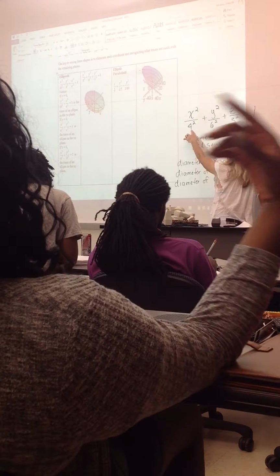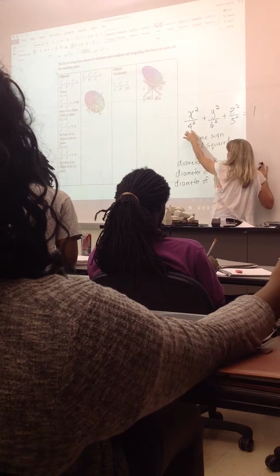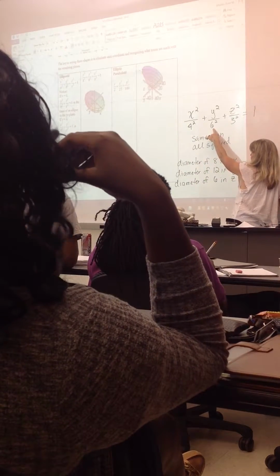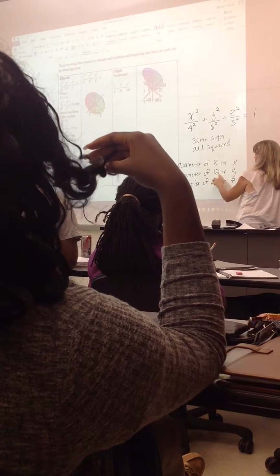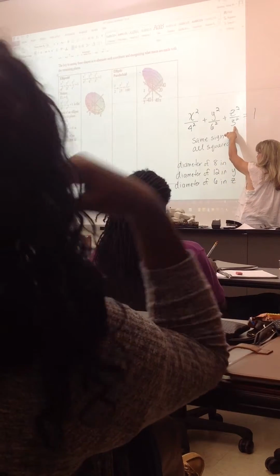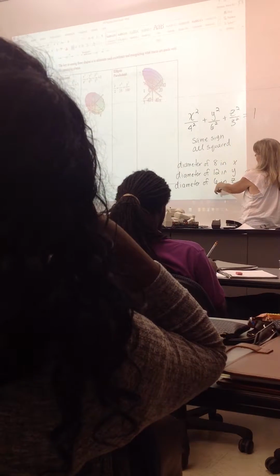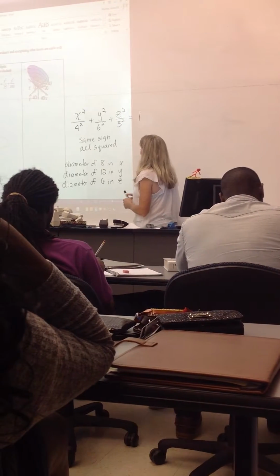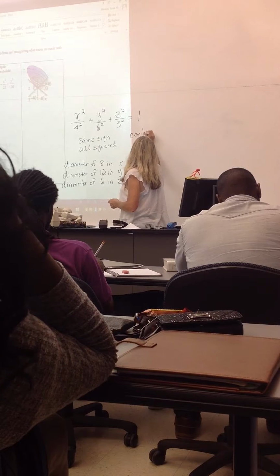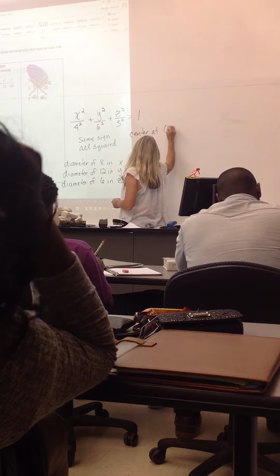I got 8 from the 4. 4 is the radius in the x direction, so 8 is the diameter in the x direction. 6 is the radius in the y direction, so 12 is its diameter. 3 is the radius in the z direction, so 6 is the diameter in the z direction. And this one is centered, this particular one is centered at the origin.